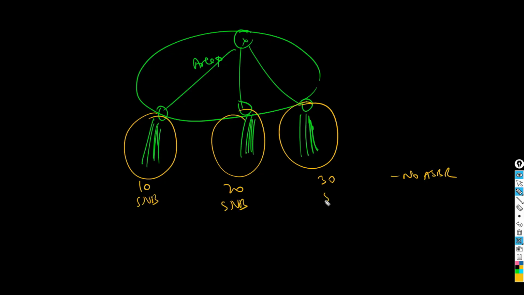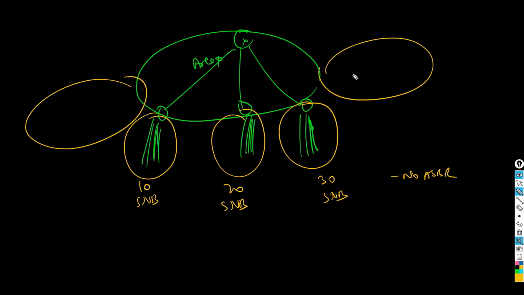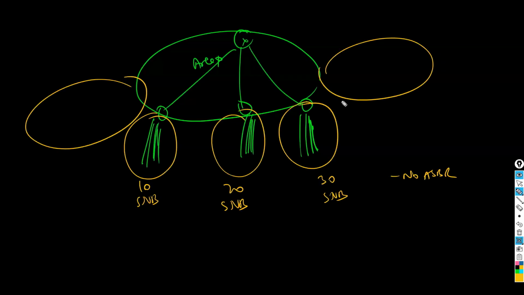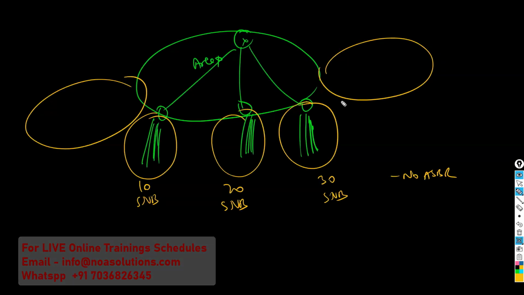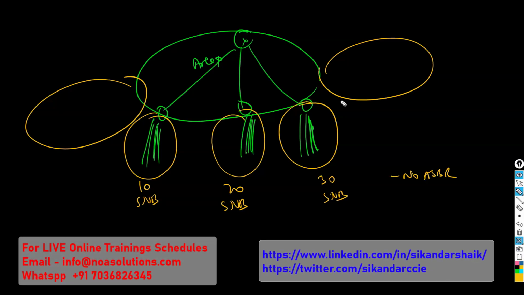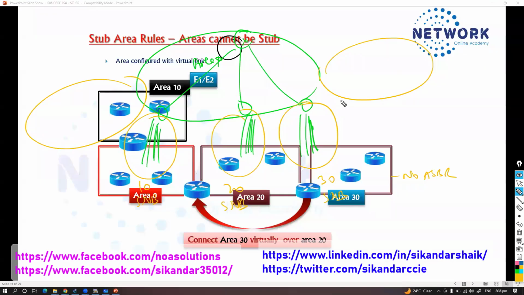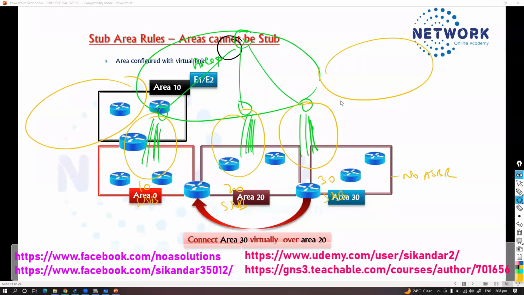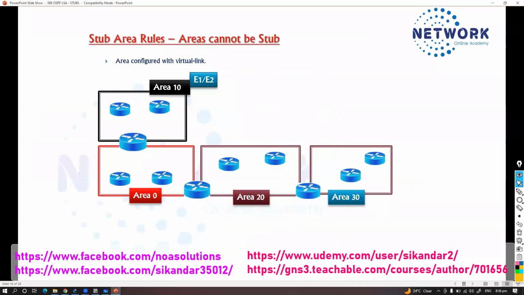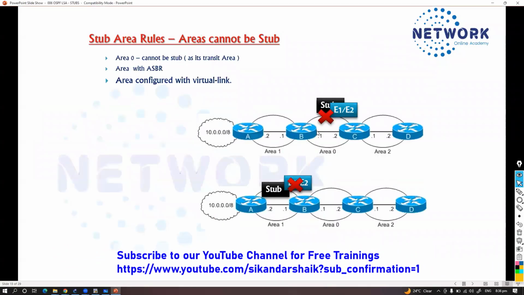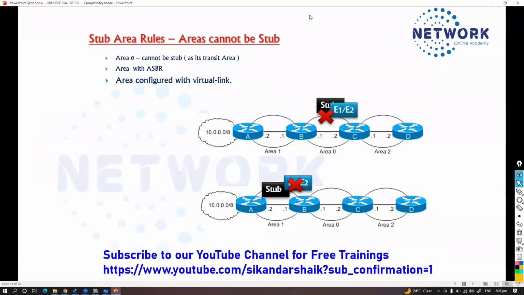Because anyway, this is how the hierarchical design goes. You may have area 40 as well, area 50, like that. So when we design, we will have plenty of areas, and that will make it a little bit easier for you to figure out. Whatever design or topology you have, you need to simply get back and see these rules and make sure that whatever area you decide on is not falling in any of these three categories.